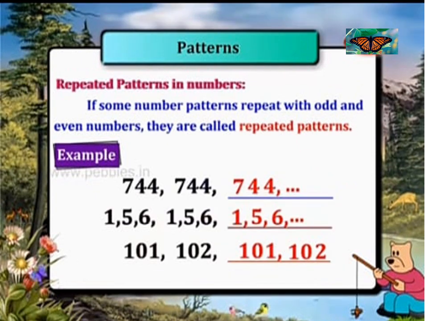Repeated patterns in numbers: if some number patterns repeat with odd and even numbers, they are called repeated patterns. For example, 744, 744. Here you can see the number is getting repeated. So the answer is 744 and it goes on. Next it is 156, 156. Here you can see the numbers are getting repeated. So the next number would be 156.